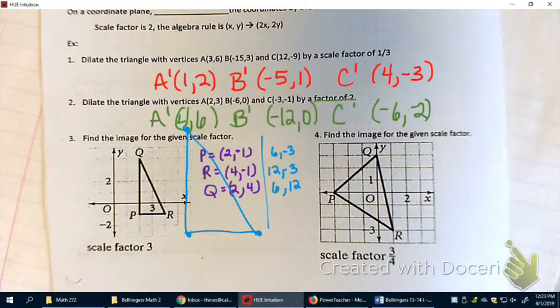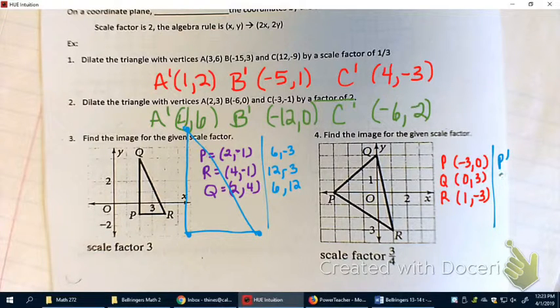All right, let's look at number 4. First thing I'm going to do is I'm going to write out what the points are because I can't multiply by the scale factor until I write them out. So P is negative 3, 0. Q is 0, 3. And R is 1, negative 3. Okay, it tells me the scale factor is 3/4. So how am I going to do this with the scale factor being 3/4? What am I going to do? Multiply by 3/4.